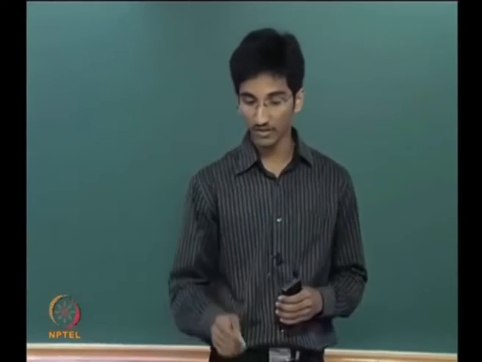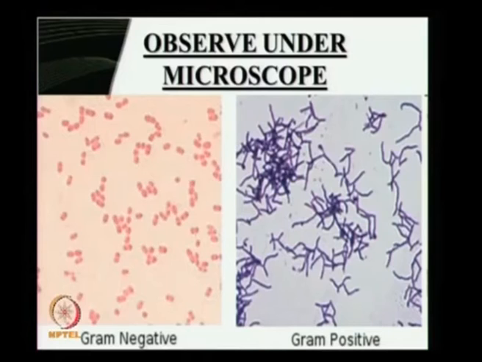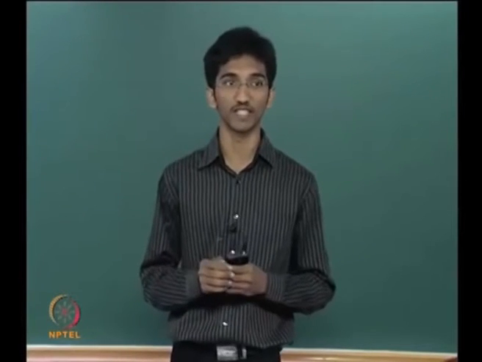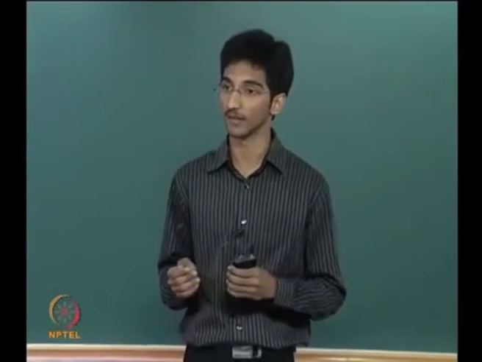These are the pictures of gram negative and gram positive bacteria as seen under a simple microscope. As it may seem strange, bacteria with two different cell wall types react differently with gram stain.